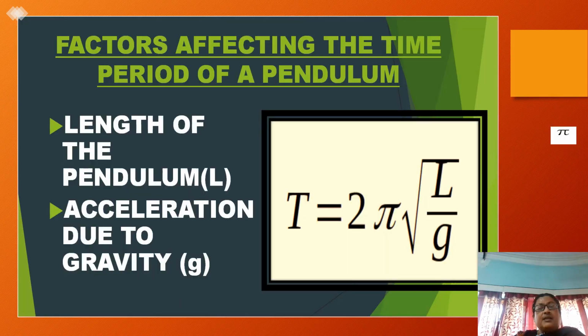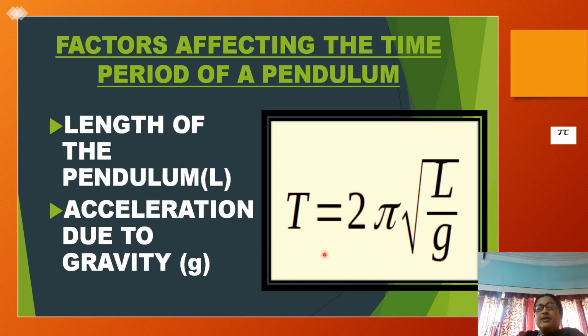Now, in the last slide, I had given you this particular symbol. What are the factors on which the time period of a pendulum depends? The time period of a pendulum depends upon two factors: the length of the pendulum, which is denoted by capital L, and acceleration due to gravity, which is denoted by a small g.